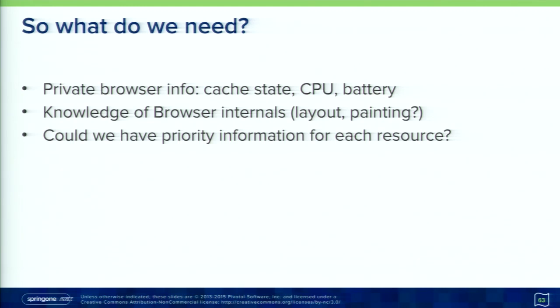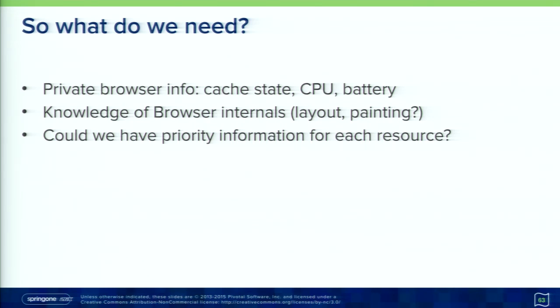So what do we need? What kind of information do we need to really make that smart decision about pushing resources or not? There is some information we don't really have and we'll never have, like what's in the browser cache, its CPU, battery state. We don't know that. Same thing for browser internals. I'm really looking into those things, but I barely understand how the painting cycles happen at the browser level, how they deal with resources and what's most important for them.